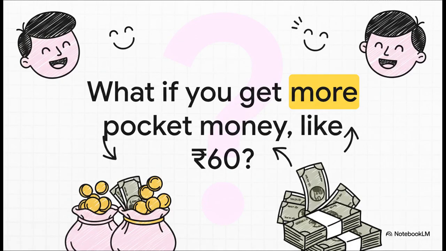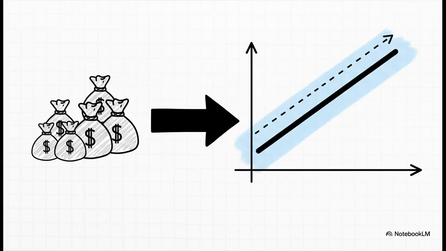Okay, but life isn't always so predictable, right? Things change. So let's say your parents are super happy with your exam scores and they decide to increase your pocket money to 60 rupees. How does that change our little map? Well, more money means more options. Your entire budget line just shifts outwards, parallel to the old one. The steepness, the slope, it doesn't change because the prices are still the same. But now you can afford a whole new world of combinations that were impossible before.